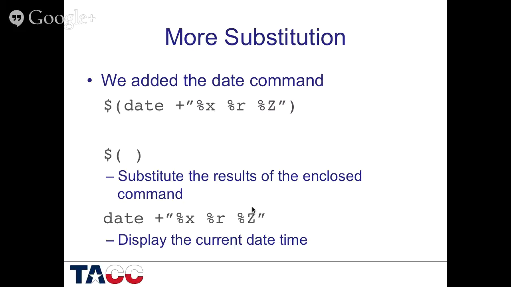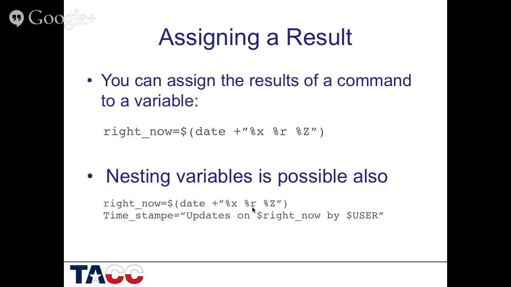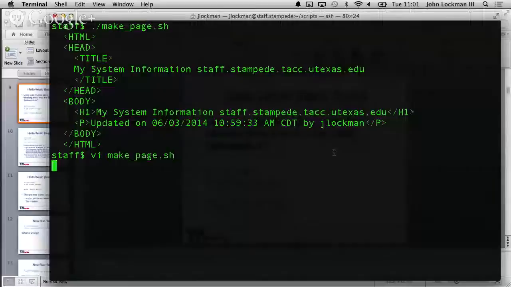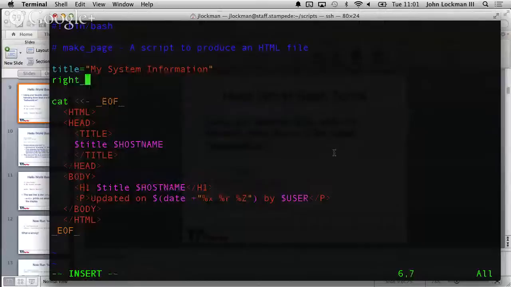You can also assign these results to variables, so maybe you want to reuse that over and over. You don't want to remember how you typed the date command, or whether you got all the right formatting statements. You can go ahead and assign that to a variable. So maybe I want a new variable called right now, and it takes in this date command. Let's take my make page here, and right up at the top I'm going to make a new variable called right now, and that equals the return value of this date command.